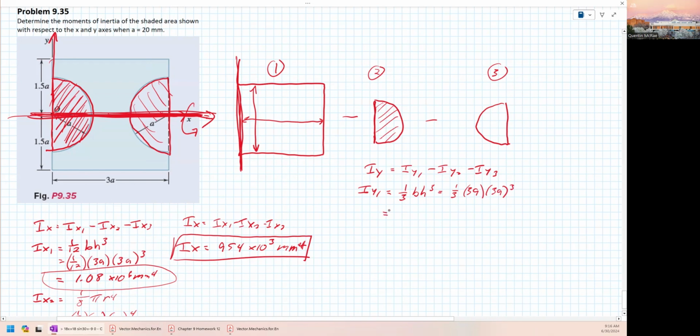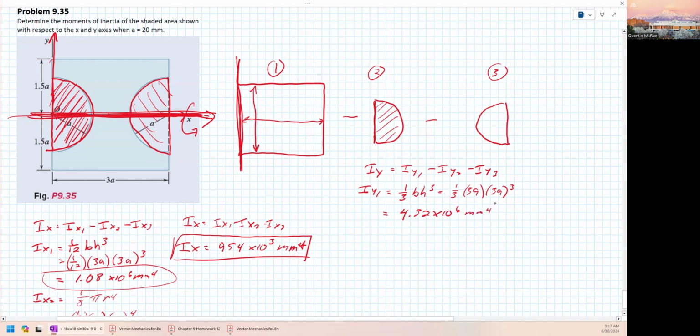So that ends up being 3 times 20 to the fourth, all that divided by 3. And that is 4.32 times 10 to the 6 millimeters to the fourth.